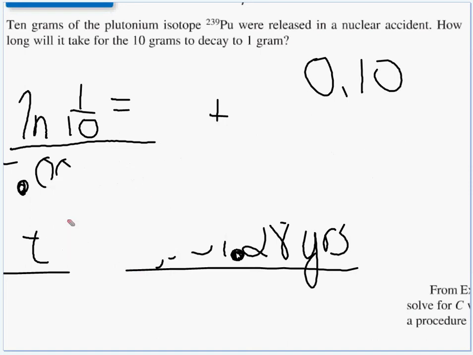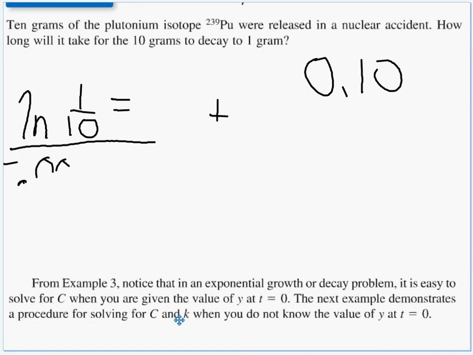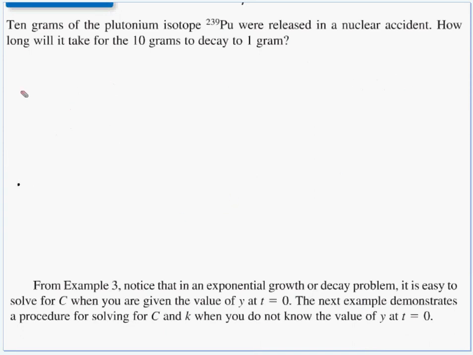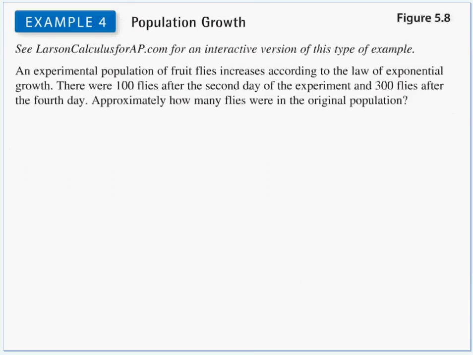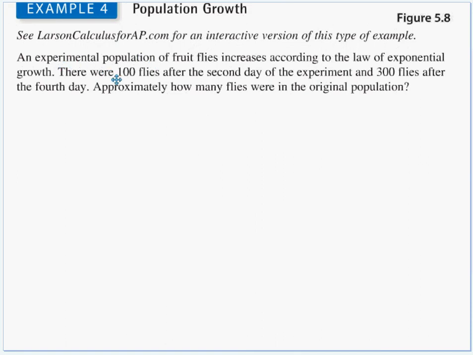Now, what's this down in the corner? From example 3, notice that in an exponential growth or decay problem, it's easy to solve for c when you're given a time value at t equals 0. This next example demonstrates the procedure to solve for c and k when you don't have your time 0 initial condition. So here we're going to kick it up a notch. It's not computationally much harder in my opinion. It's just a little different process. So here it says we have an experimental population of fruit flies.